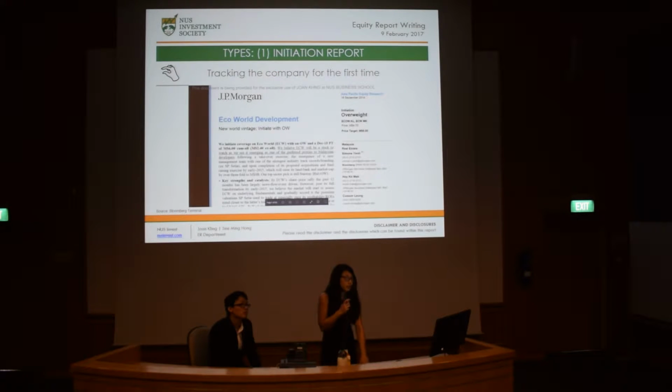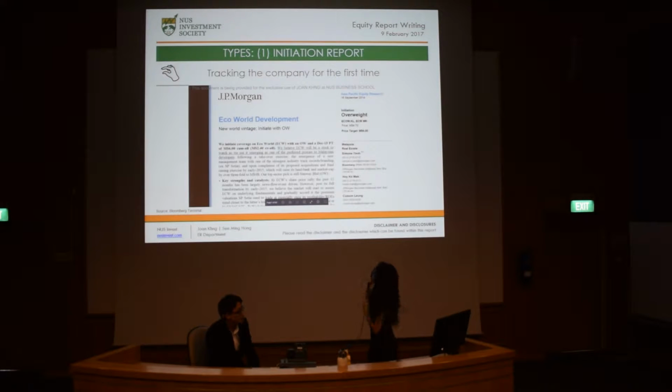And this is what a report will look like. We have 4 types that we go into. First, we have the initiation report. The word initiate means the first time they actually cover a company. For example, this report on Apple is the first coverage, from when the company IPO'd in 2004.